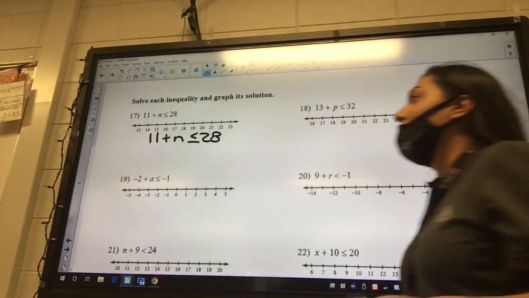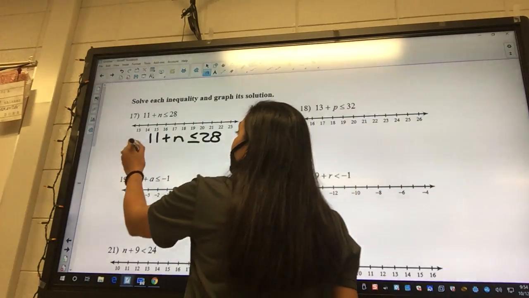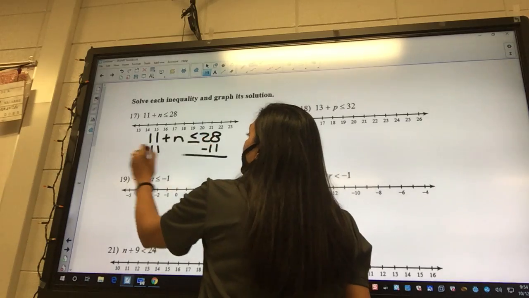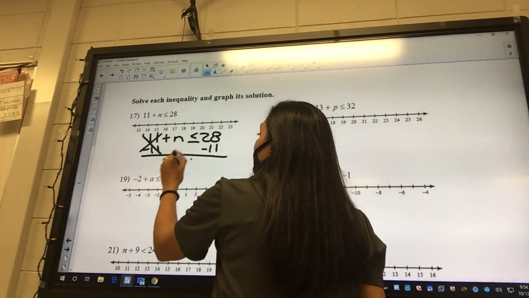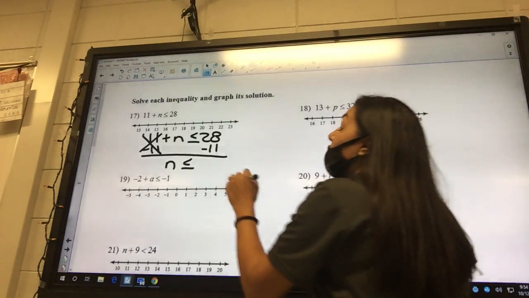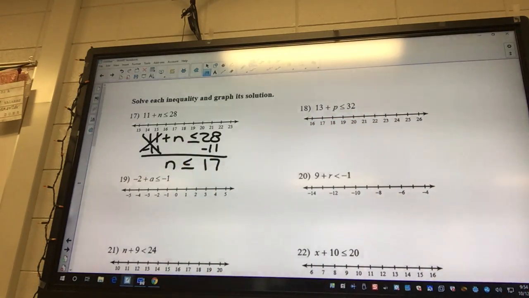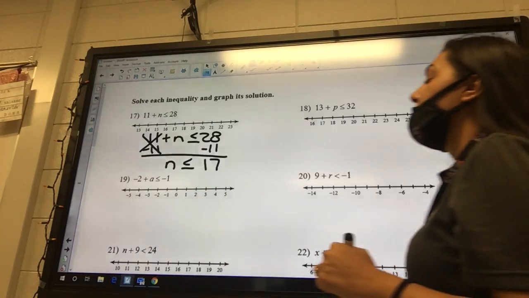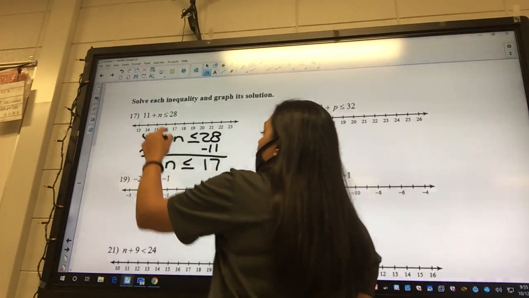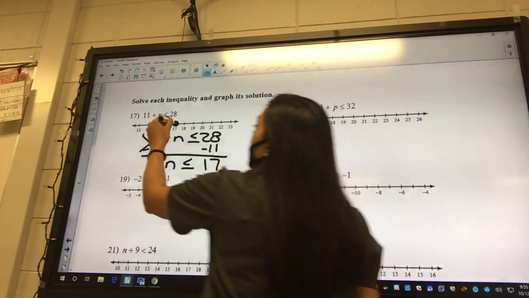Okay, so we need to get n by itself. What's on n's side that shouldn't be? 11. So how do I move that 11? Subtract 11 from both sides. So I have n and 28 minus 11. Okay, and now we're ready to graph. Should it be an open or closed dot on 17? Closed. And which way should it be pointed? To the left.